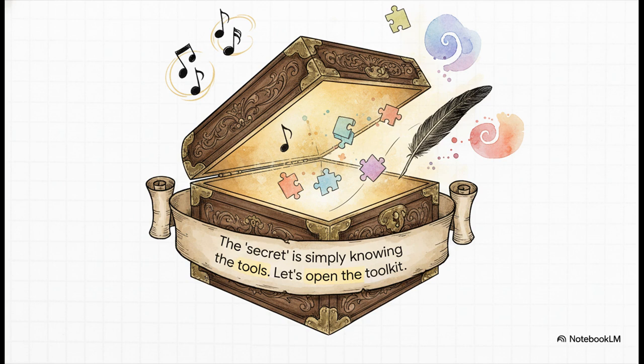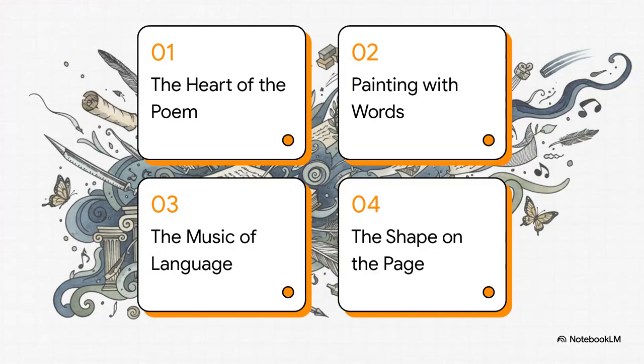So, what do you say? Let's open up the toolkit. Here's our game plan. We're going to tackle this in 4 sections. First, we'll get to the heart of the poem. Then, we'll see how poets are basically painting with words. After that, we'll tune into the music of language. And finally, we'll look at the shape on the page.